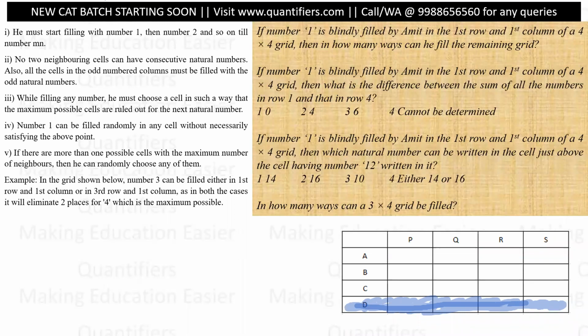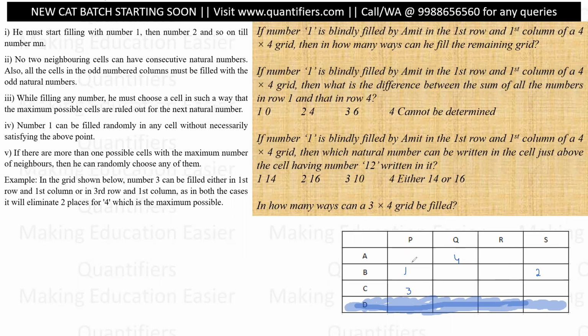So let's find out. Now, 1 can be filled anywhere according to the rules. Let us say 1 is filled over here. Since 1 is filled over here, 2 cannot come here, right? 2 will be here because it will eliminate 3 places for 3, right? Now 3 can be here or here. So let us say 3 is here. Now these 2 places are eliminated for 4. So 4 can be here, here, or here. I will fill 4 over here because it will eliminate 3 places for the next number, that is 5.